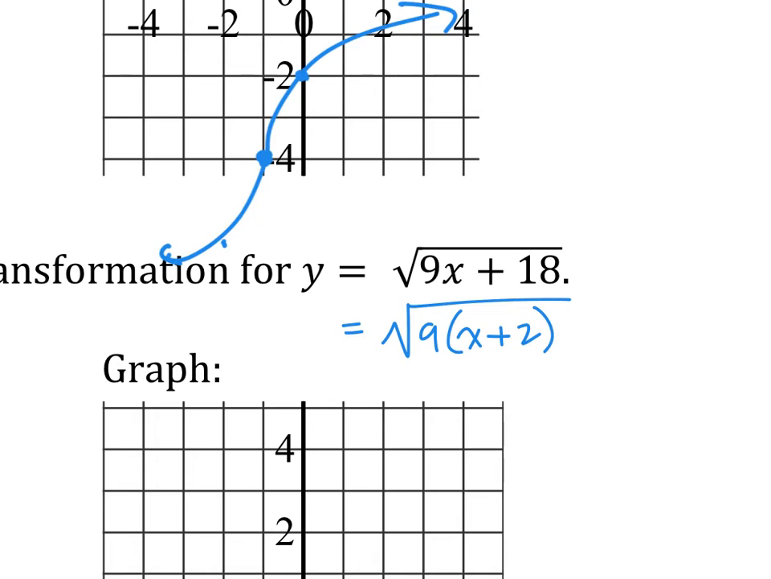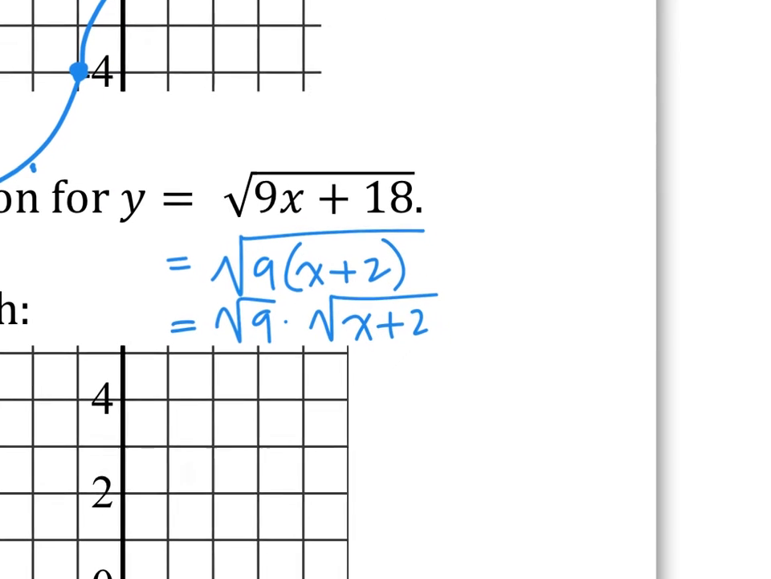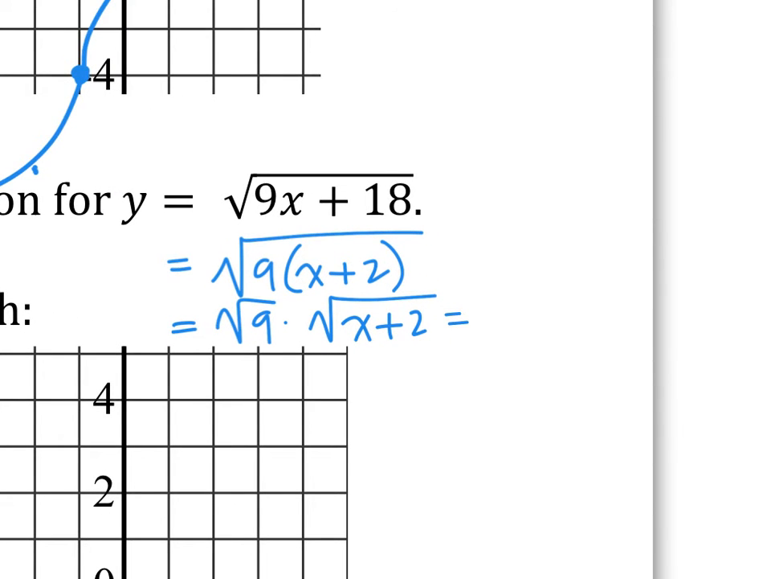And then I'm going to split this radical. Remember that inside a radical, if things are multiplied together, you can split it. So this is going to be square root 9 times square root x plus 2. So it's easier to see. Next year, you're not really going to split because you're going to learn something different. We'll wait till next year.